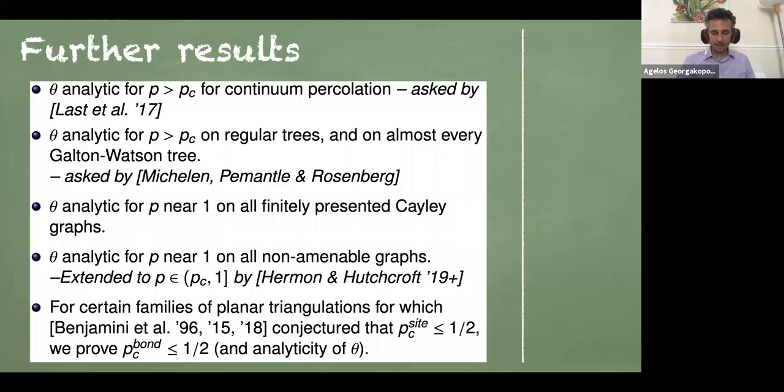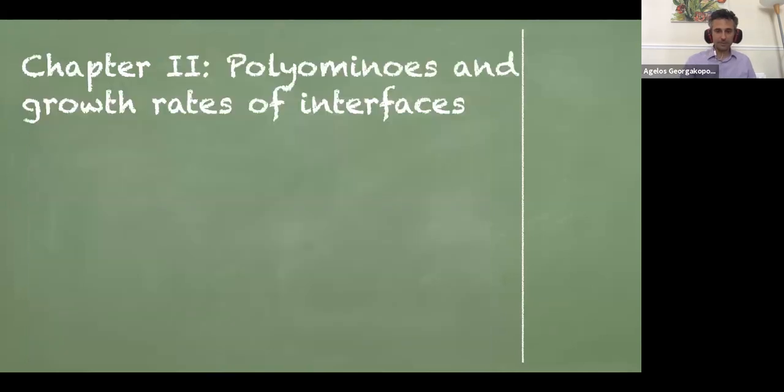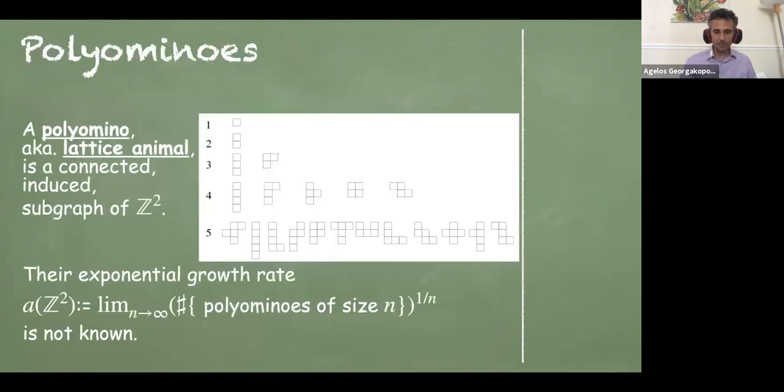All right, I'm going to move on to a different topic. It's a good time to wake up. I'm going to talk about polyominoes now. So a polyomino is a creature like this. Formally, you can define it as a connected induced subgraph of the planar square lattice.